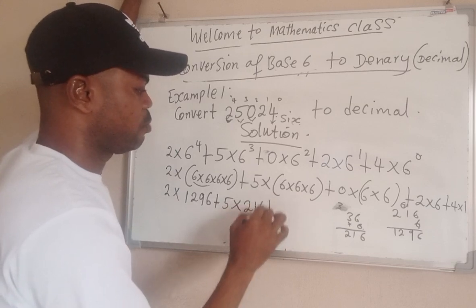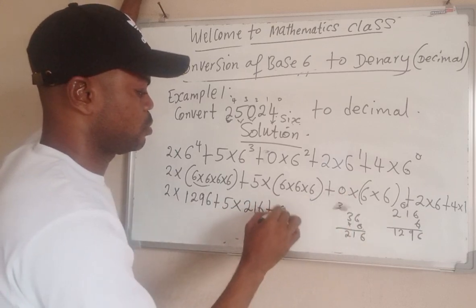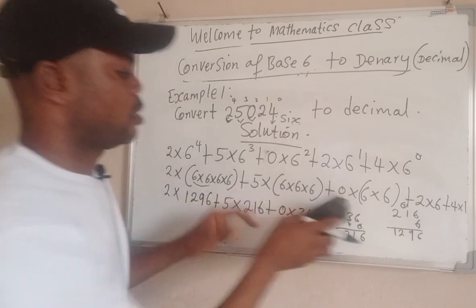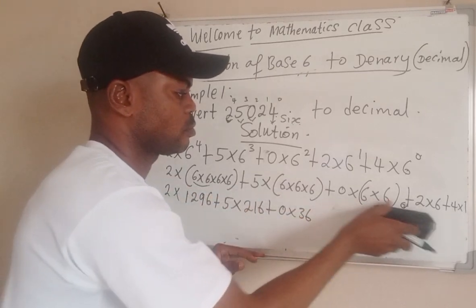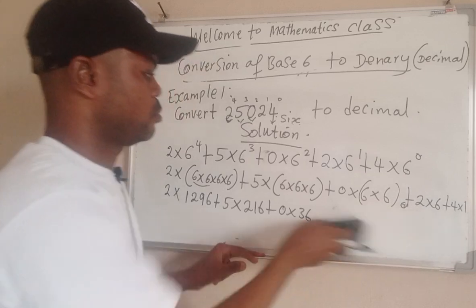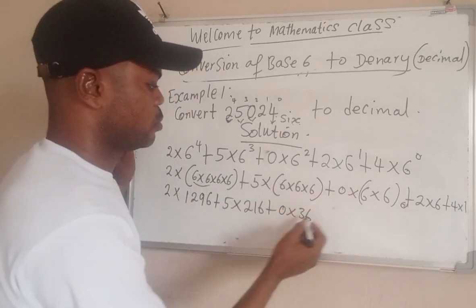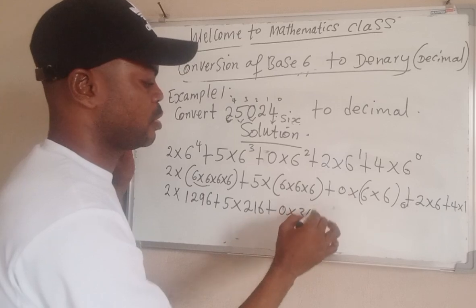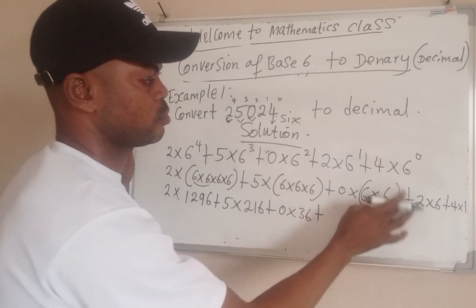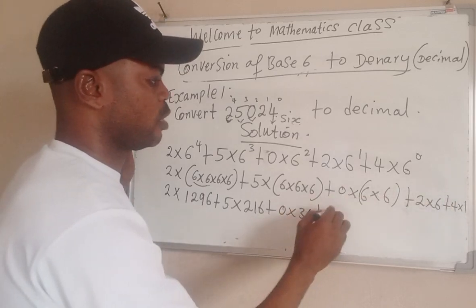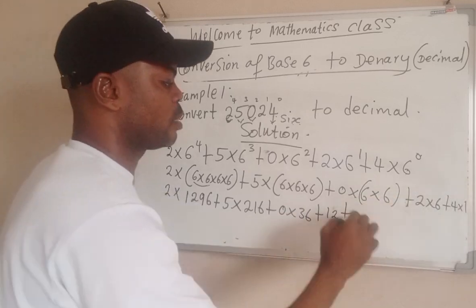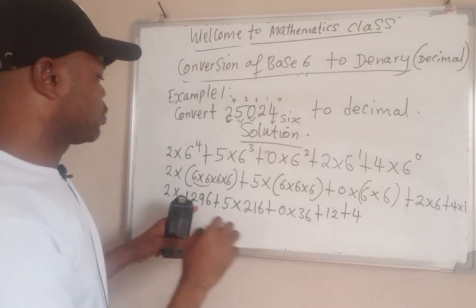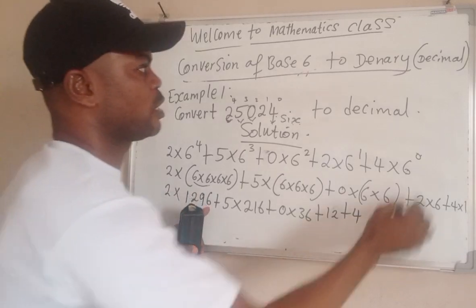216. Then plus 0 times 6 times 6 is 36, right? And 36 right here. Let's erase this. So we're here. 0 times 6 times 6 is 36, right? And 36 plus 2 times 6 is 12 plus 4 times 1 is 4, right under 4. So let's continue. 2 times 1296, quickly.